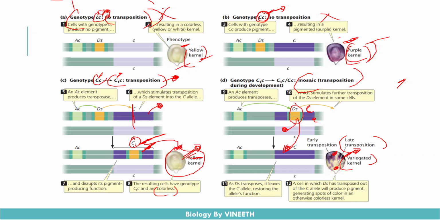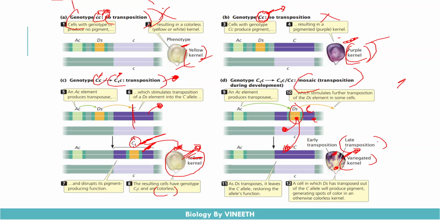That means a variegated corn kernel will be produced when the Ds element, which is actually present in the gene location, is disrupting the gene activity from producing the color. Okay, when it moves out of the gene location, it will restore the gene activity, and now the gene activity will encode for the purple color.